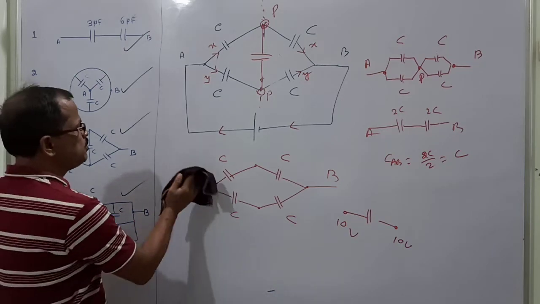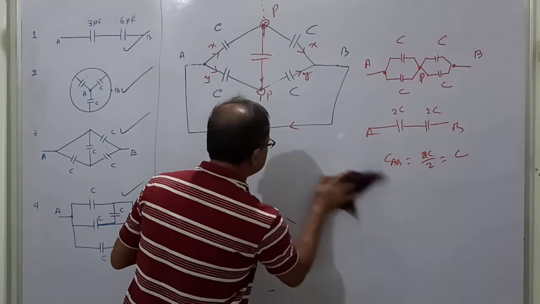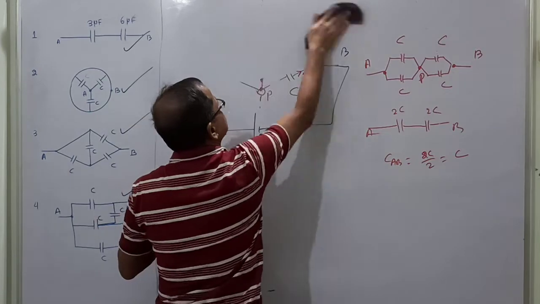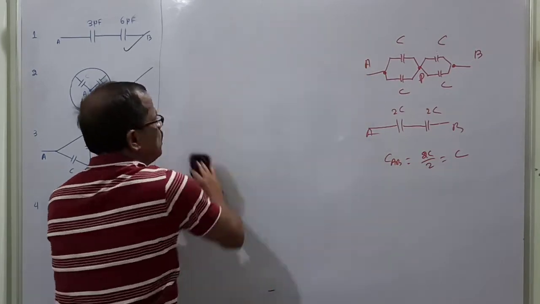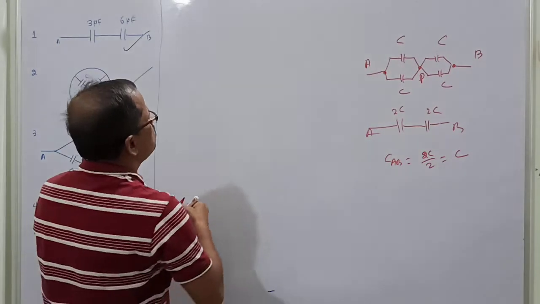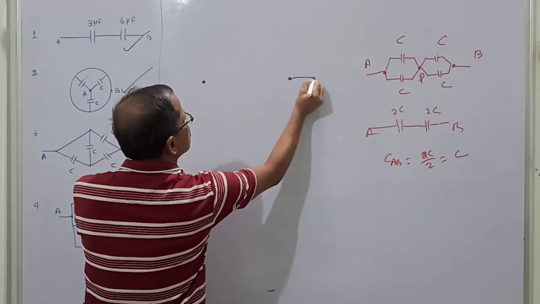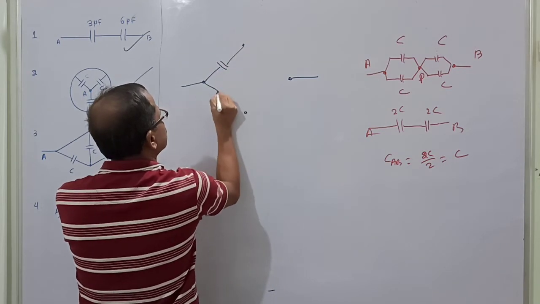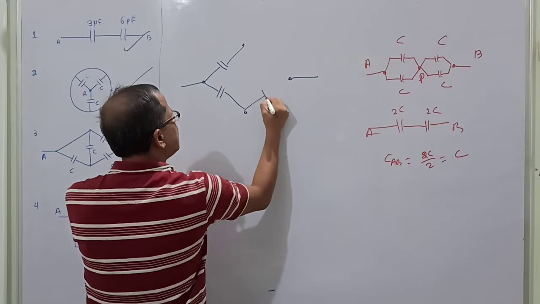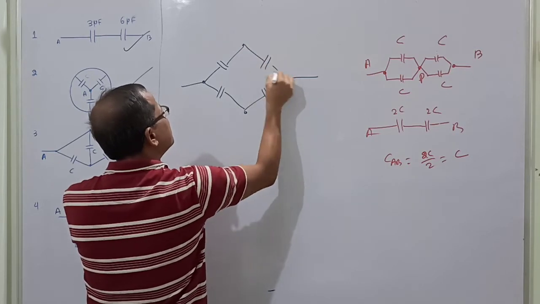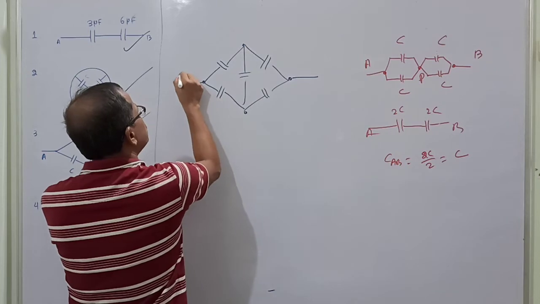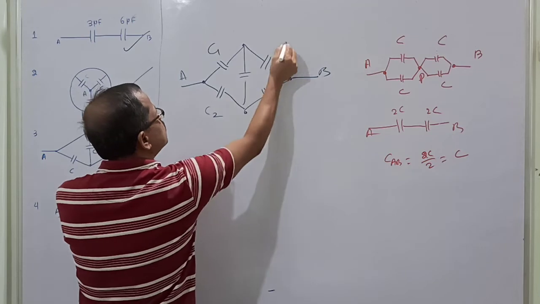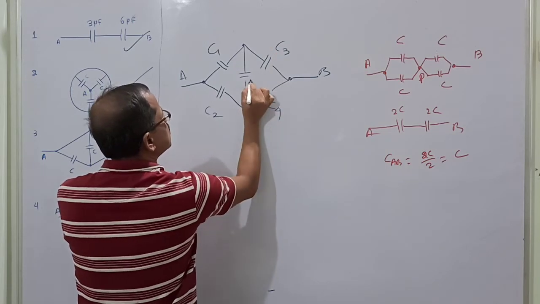Why is it called a balanced Wheatstone bridge connection? I am explaining, that is the last part of this problem. A Wheatstone bridge is said to be balanced between A and B. This is called the bridge capacitor. This is C1, this is C2, this is C3, this is C4, and this is C5.